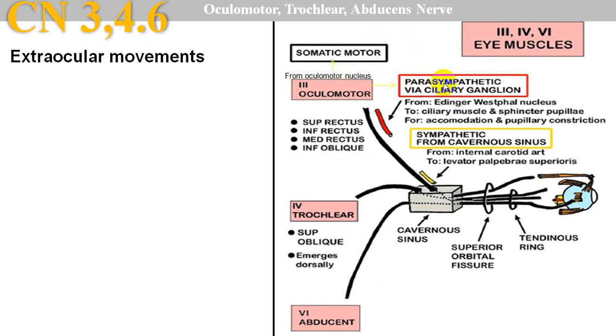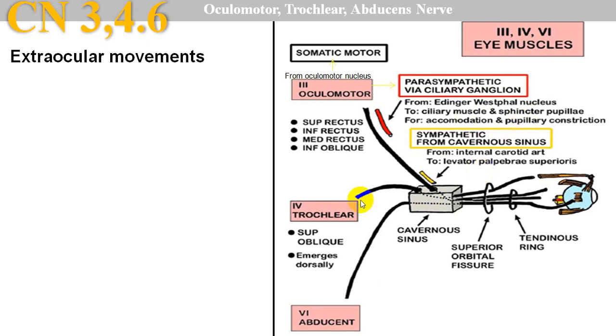In the oculomotor nerve, the Edinger-Westphal nucleus will supply parasympathetic fibers via the ciliary ganglion to two muscles, the ciliary muscle and the sphincter pupillae, which are responsible for the accommodation response and the pupillary reflex, that is, pupillary constriction.